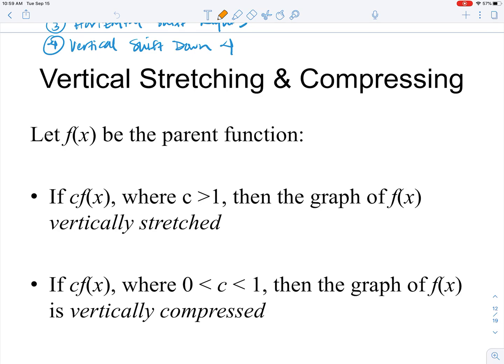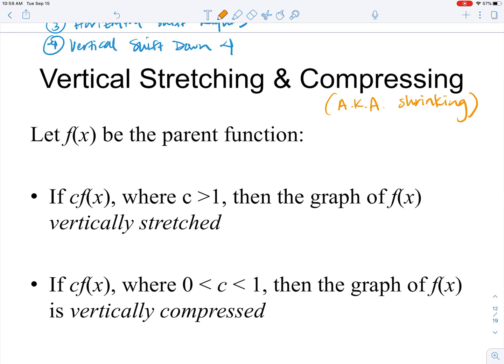Another word, so I sometimes interchange these. Our textbook uses the word compress or compressing. You can also say shrink. I know Miss Walters says shrink. So compressing is also known as shrinking. And you can use either term for me.